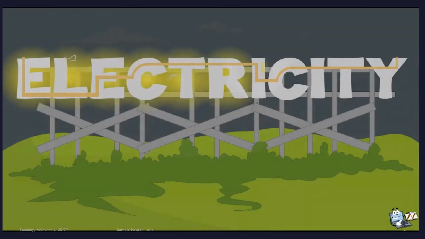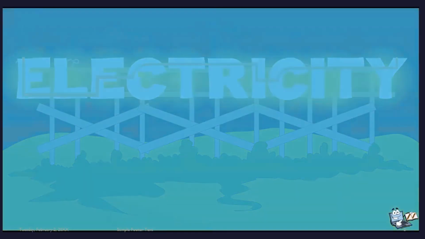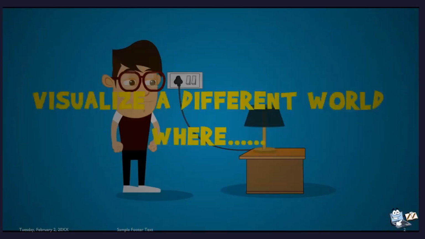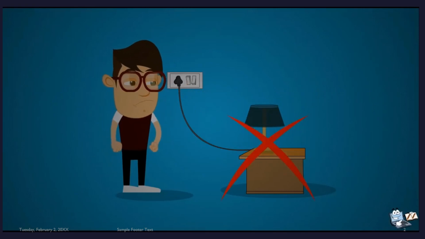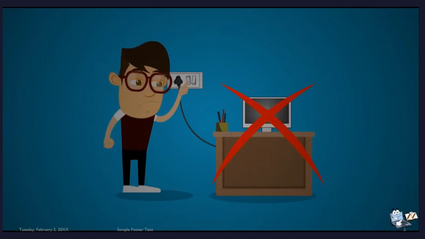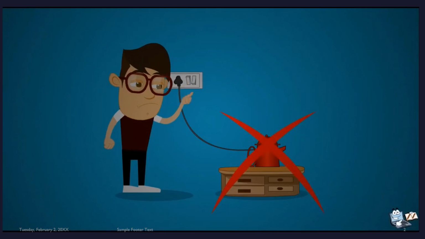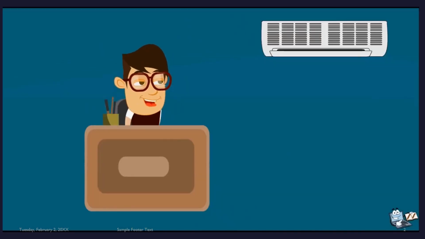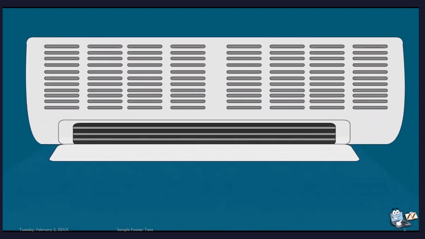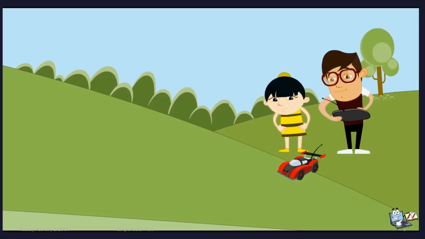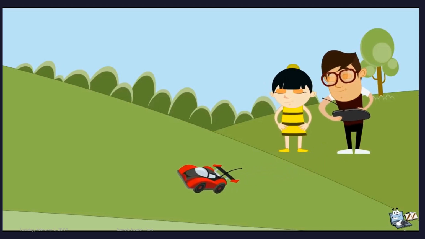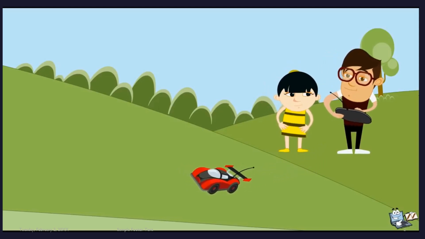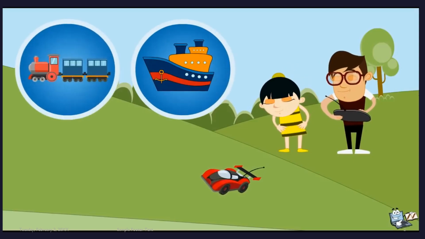Today we'll learn about electricity. Visualize a different world where you couldn't turn on a light, a computer, or even use the electric kettle to make your favorite hot chocolate drink. We use electricity constantly in our daily lives. It is one of our most important types of energy and power that we use. Its uses range from small batteries that operate your remote control car to huge motors that power ships and trains.